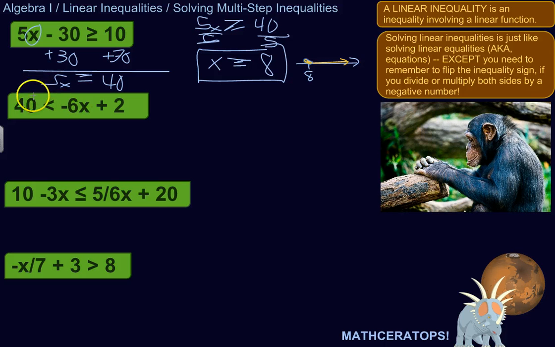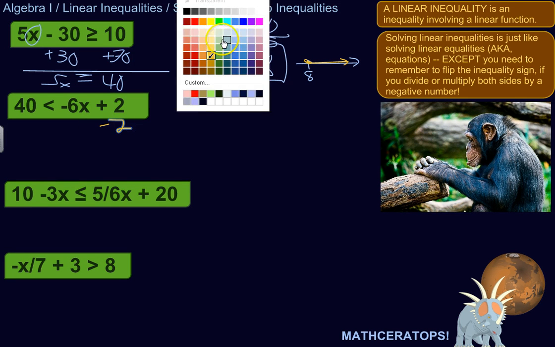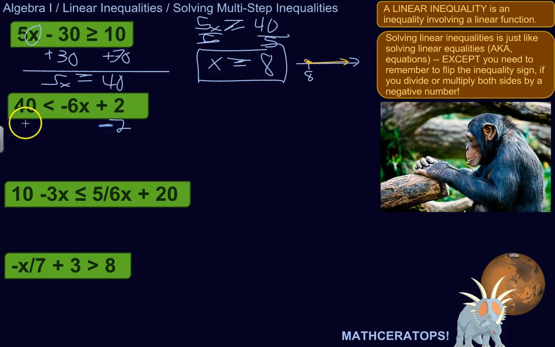So let's keep going here. We've got 40 is less than negative 6 times x plus 2. So we want to get x by itself. Let's start undoing this, unraveling this. I'm going to subtract 2, and I'm going to do that to the other side of the equation too. Now, I'm subtracting numbers, so there's negatives here, but you only flip the sign if you're multiplying or dividing by a negative number. So we're fine so far.